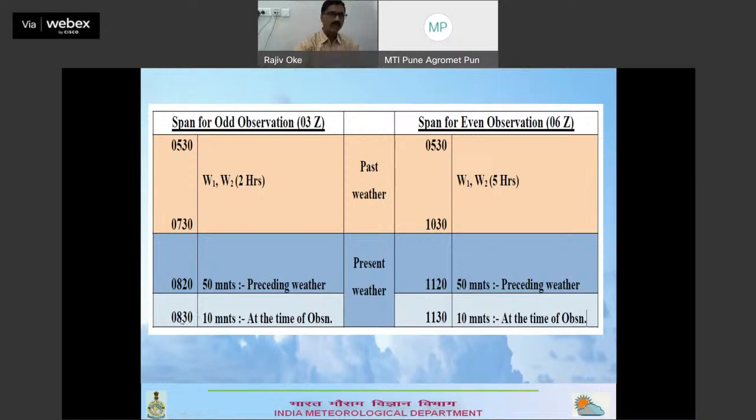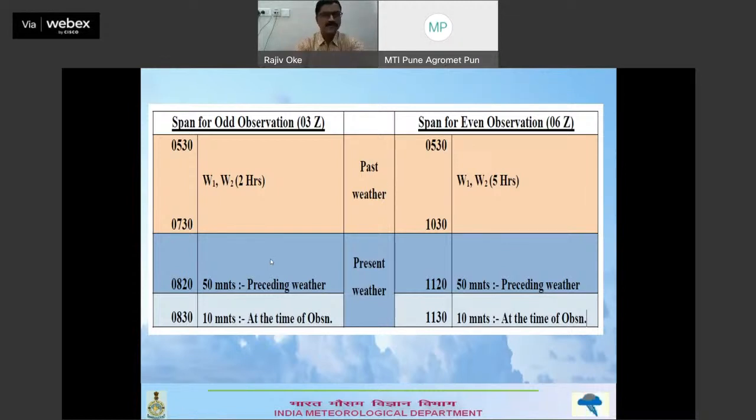So 8:30, that is 3 UTC time of observation, 10 minutes, 8:20 to 8:30 are the 10 minutes, it is called as at the time of observation. This has the highest score in the weather code. 8:20 to 7:30, that is 1 hour total, is the present weather. This 50 minutes is your preceding weather. So whatever phenomena occurring in this frame of reference will be getting the code of preceding weather. And since it is odd observation, the span will be of 3 hours only.